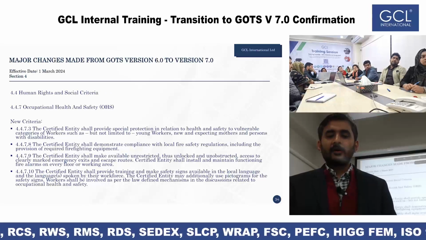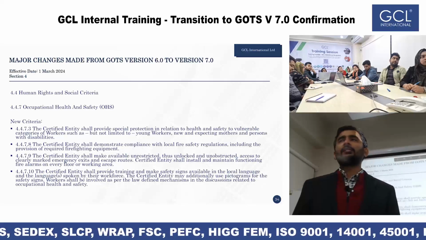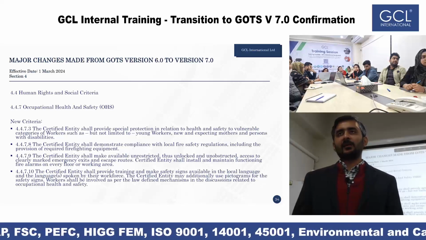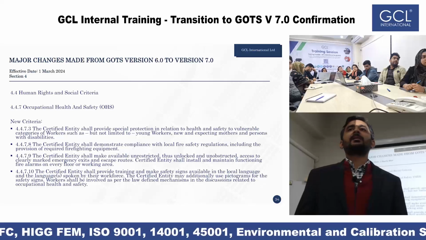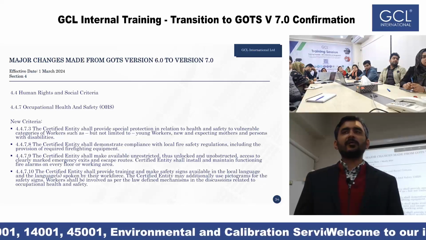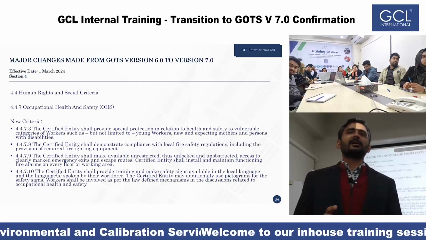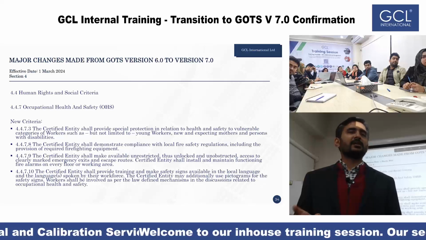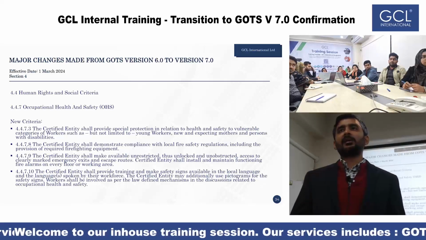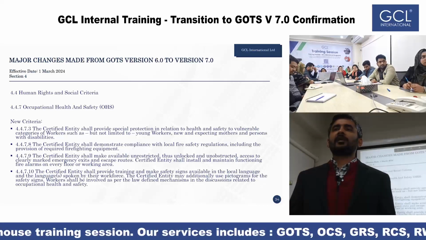Okay. So for occupational health and safety, all the requirements were there in GOTS version 6.0 and they are still there in 7.0. The only thing is that they have added more clarity, because in GOTS version 6.0 the requirement was very simple and very short: the certified entity shall implement all the health and safety measures. But in GOTS version 7.0 they have elaborated and explained all the mandatory things that a facility needs to implement for health and safety.